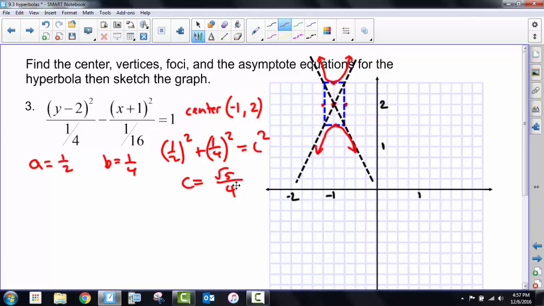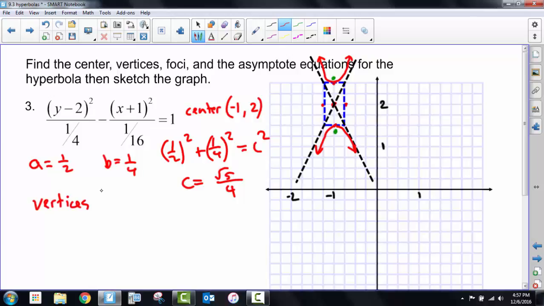We found that the foci was square root of 5/4 was the c value. So the foci would be, square root of 5 is just a little more than 2. And so 2 divided by 4 is 1/2. It's a little more than 1/2. I'm not going to worry too much about trying to be precise on these because, again, I'm not sure you're going to be able to tell the difference between 2.27 and 2.35 and 2.5. We're approximating this whole thing. So, all right, we've listed the center.